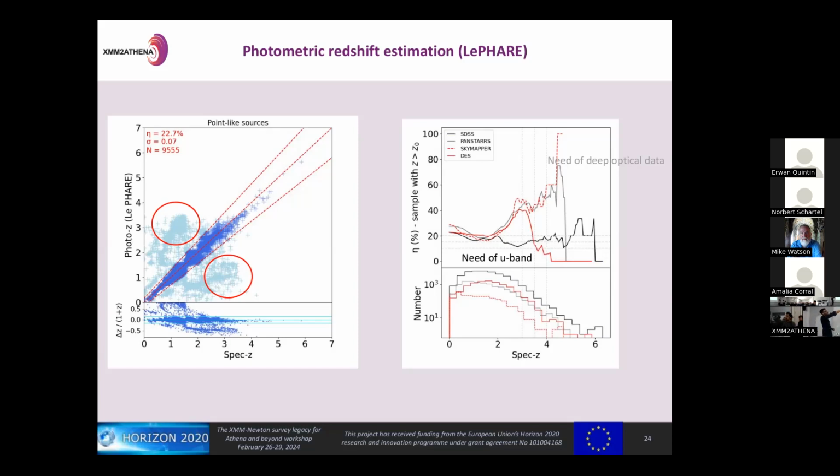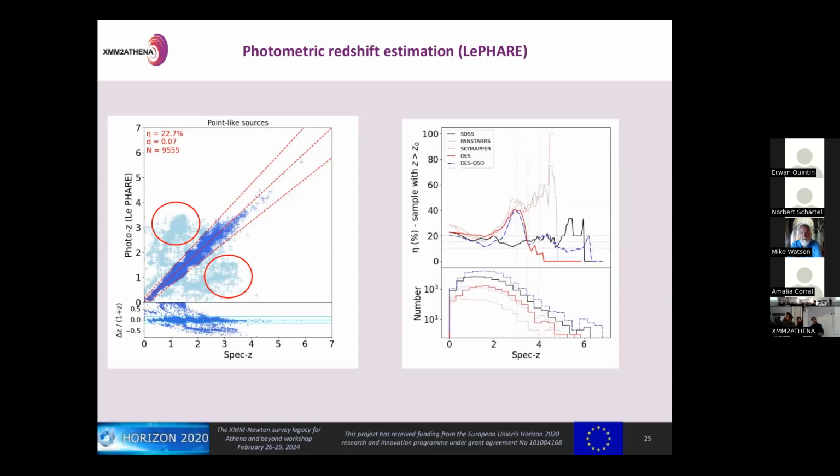Sorry. So this black line is SDSS that we see that compared to DES at high redshift is higher. This is because it's not deep enough. But here, the interesting part is that we don't have this bump at redshift 3. And this is because SDSS has the U band available. With DES, we don't have this band. So it's important to have the U band and deep photometry to go on with this.